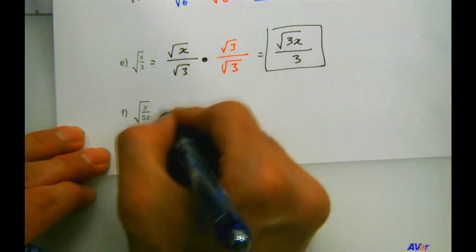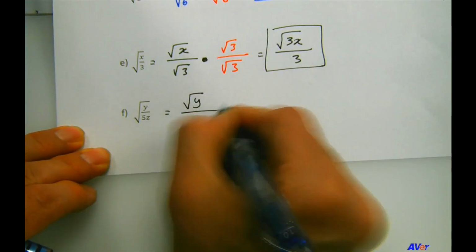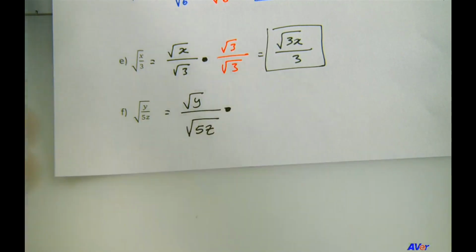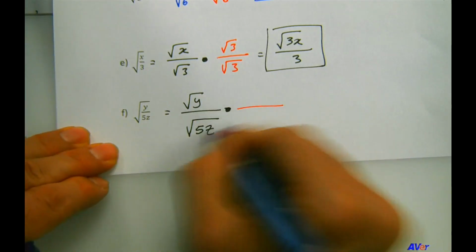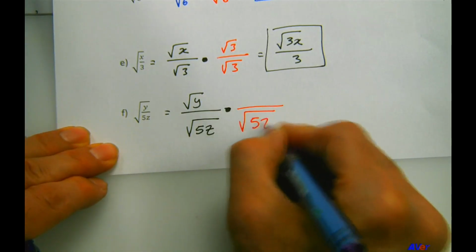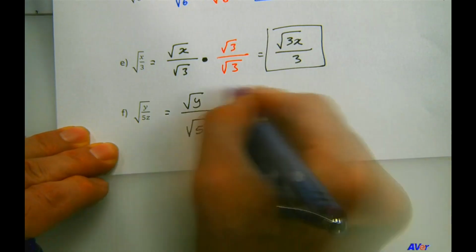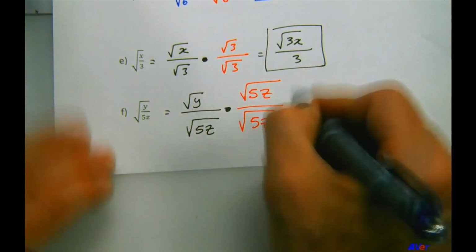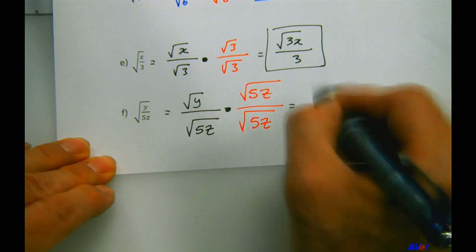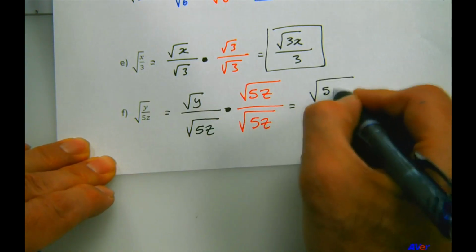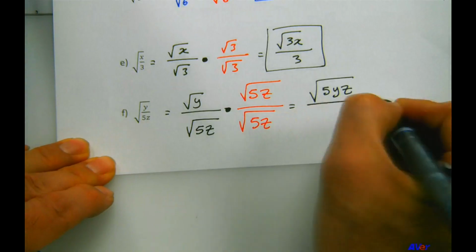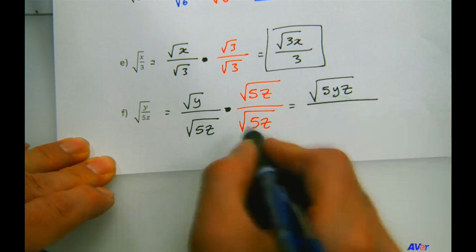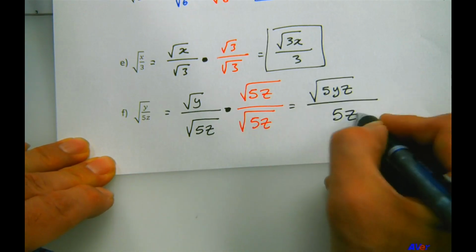And this one, let's break it up into square root of y over square root of 5z. So now, to rationalize the denominator, we have to multiply the denominator by square root of 5z. But we can't do that without doing the same thing, of course, to the numerator. Right? So what do we get in the numerator? We get square root of 5yz, which is fine, because we're not rationalizing the numerator, we're rationalizing the denominator. And here we'll end up with 5z.